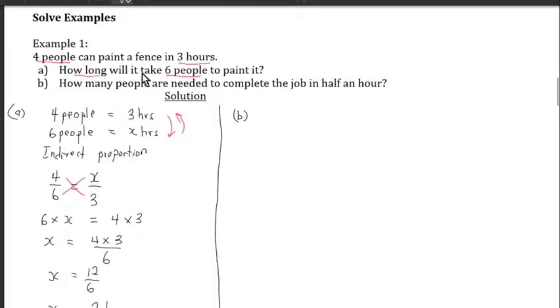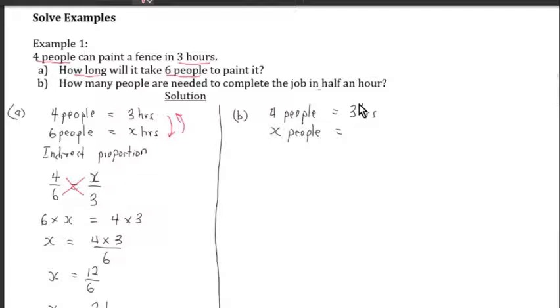We know that 4 people will paint the fence in 3 hours. So our 4 people complete the job in 3 hours. So how many people? Let's represent that with an x. X people can complete the job in half an hour.